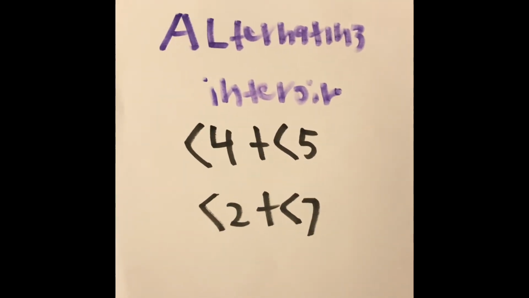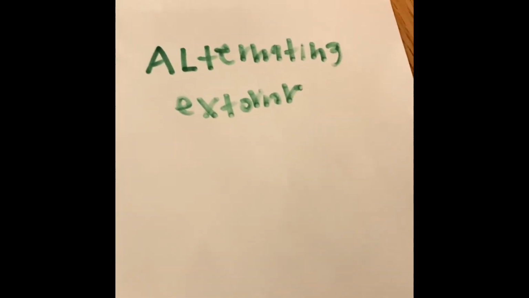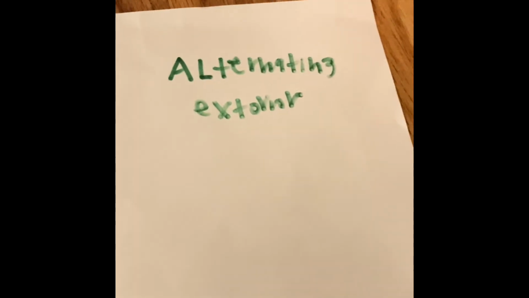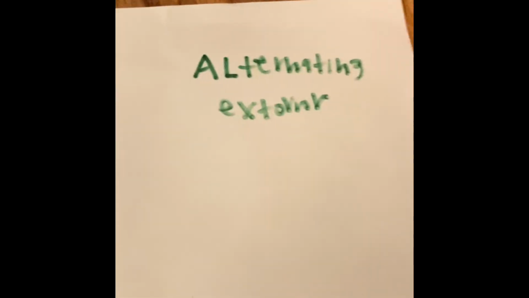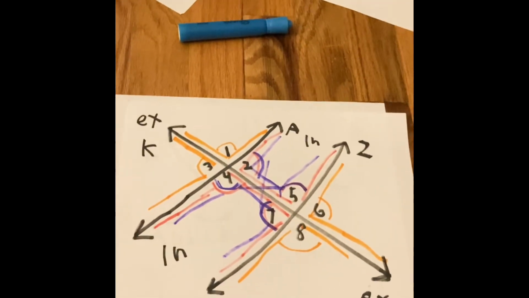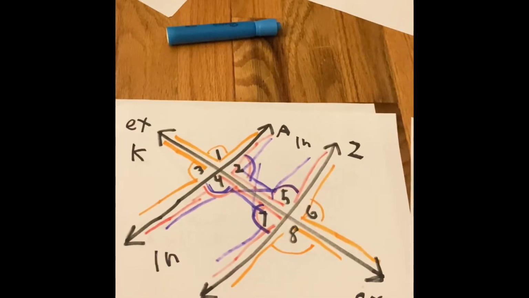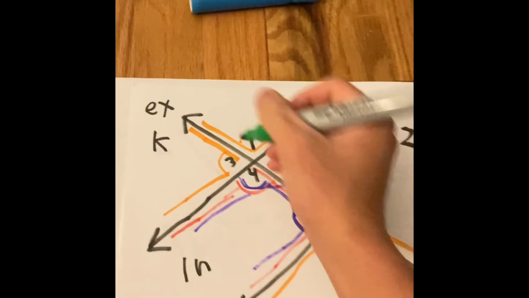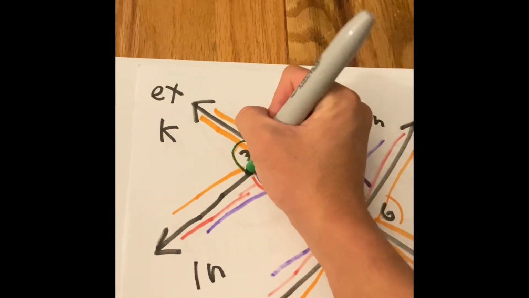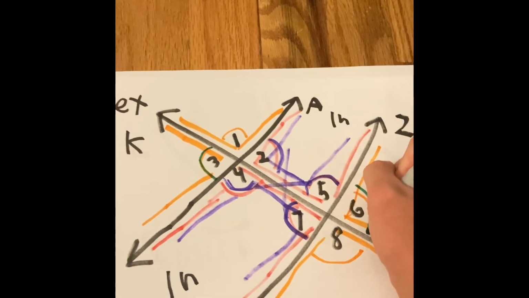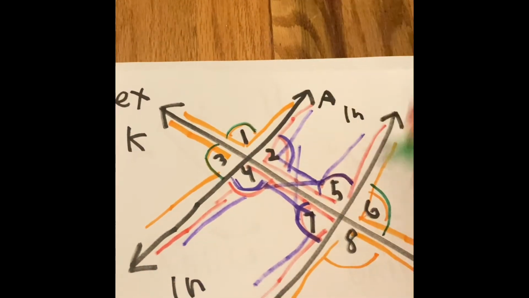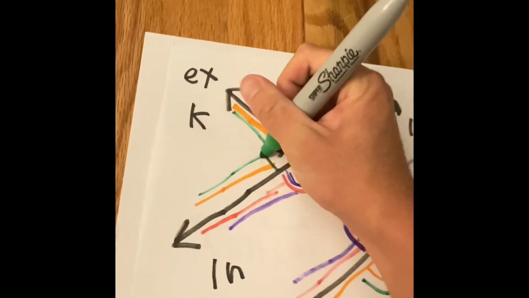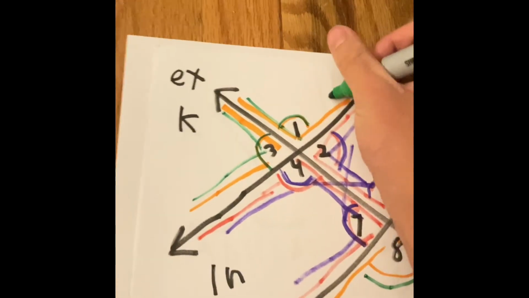But what about alternating exterior? Let's do some extra and see what happens. So, instead of interior, it has to be exterior. So now, we have to focus on these two sides of the picture. Alternating exterior would be that angle 3 is going to work with angle 6. And angle 1 is going to work with angle 8. So we're going to write the green lines so we know which ones are going to work with each other.